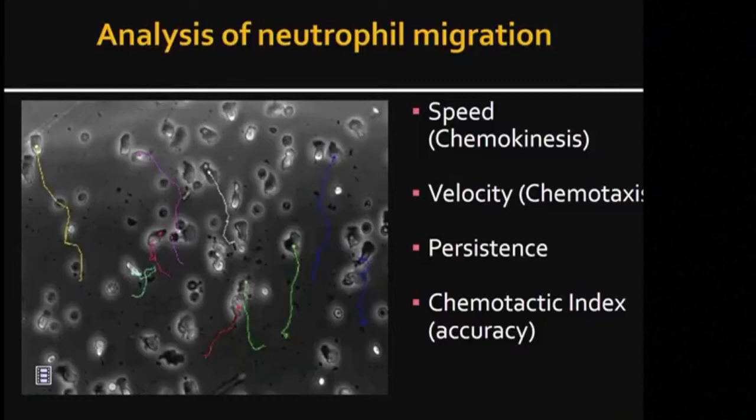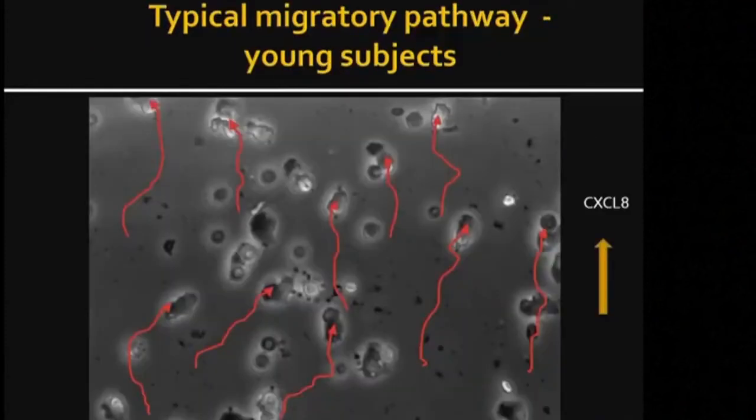And you can look at the overall speed, chemokinesis, the directional speed, velocity, persistence, so how often they change direction, and from that get an overall chemotactic index. And this is what it looks like for a young, healthy subject. It starts here and ends here. Beautiful straight line. The CXCL8 is at the top in your viewing here.